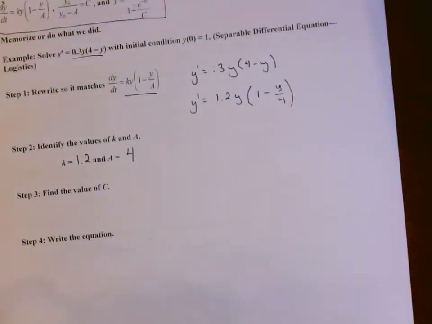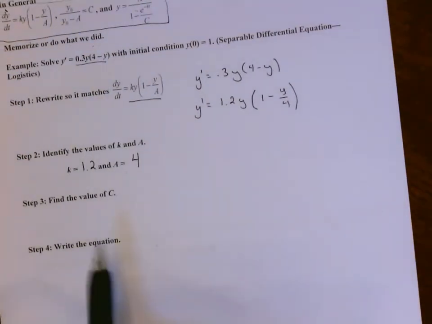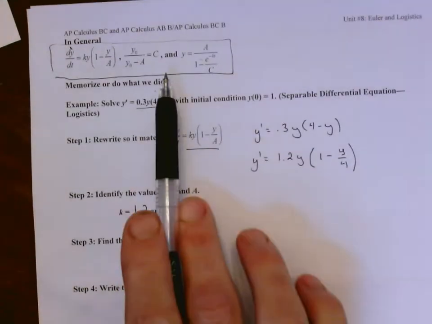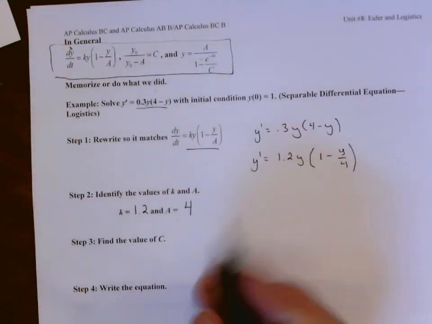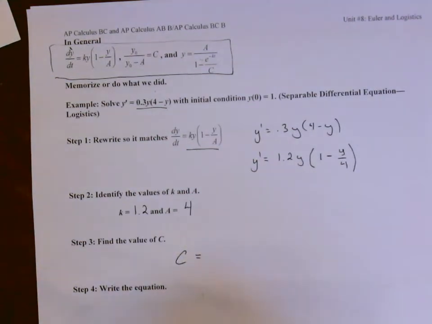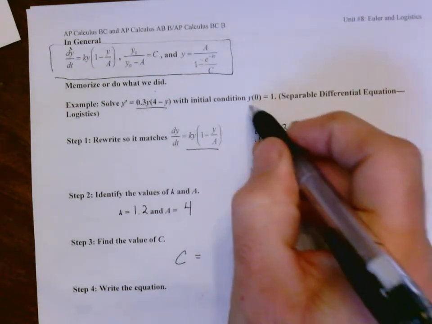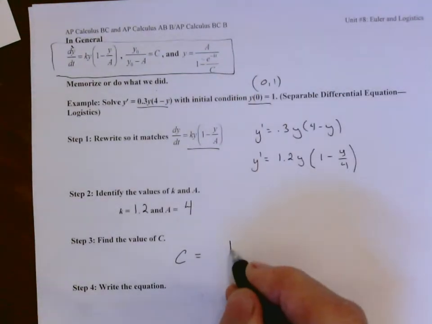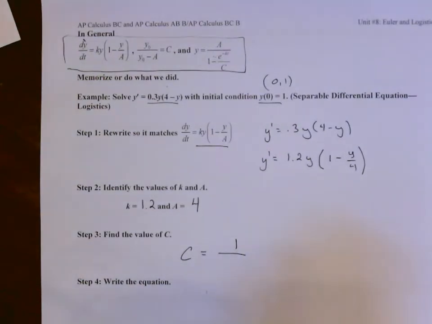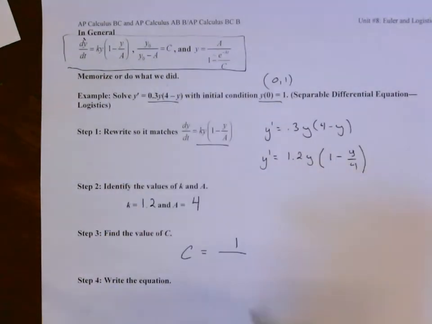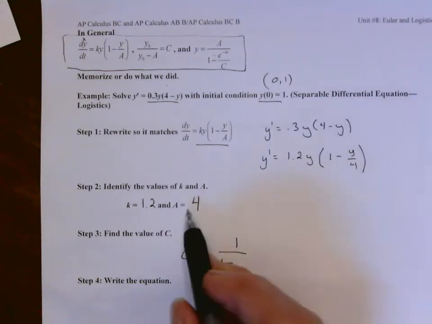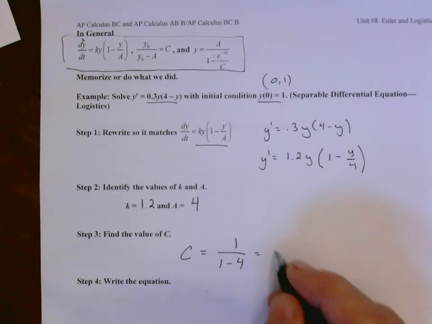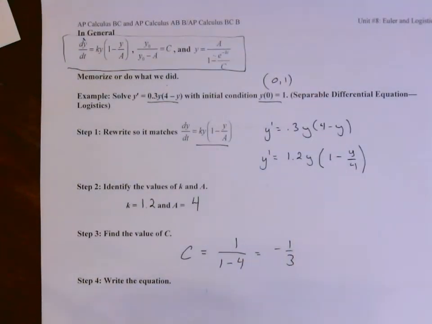Okay, so going back to what we're dealing with. Now we need to find the value of C. Remember, the value of C is given simply by this equation. C is going to be equal to, well, what is my initial Y value? My initial Y value comes from this coordinate right here, and this coordinate is (0, 1). So I have 1 all over 1 minus A. 1 minus A is 4. So this is negative 1/3.